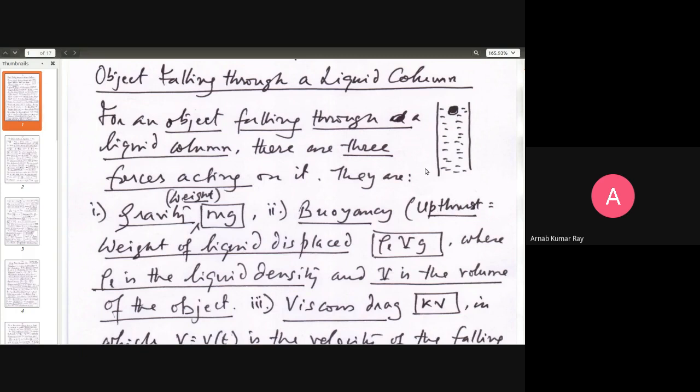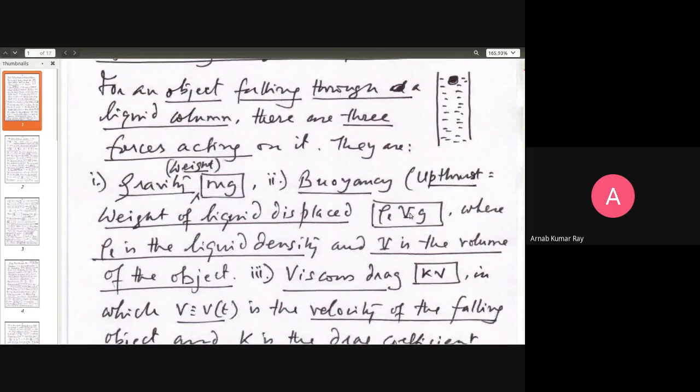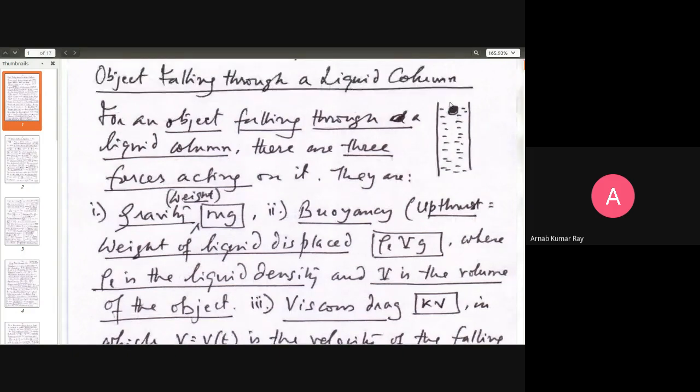Weight of liquid displaced. Suppose you have this object whose volume is capital V, the volume of the object. Then the upthrust is equal to the weight, and don't forget, weight is a force, as in gravity. But here the upthrust will be the weight of the liquid displaced, meaning that as soon as this object has entered the liquid, it has displaced some liquid material and occupied a little space that earlier belonged to the liquid. So that liquid will now have to go somewhere, and it will not be too happy about being displaced, so it will offer a resistance.